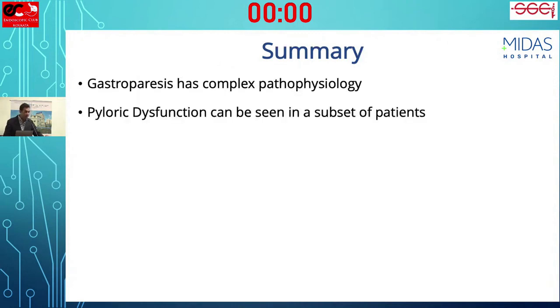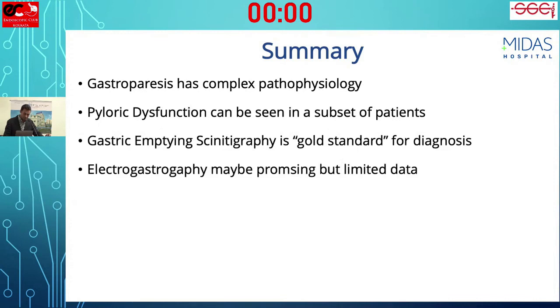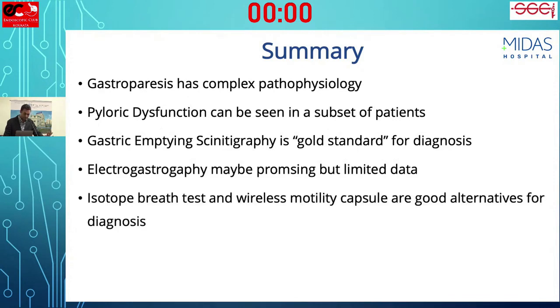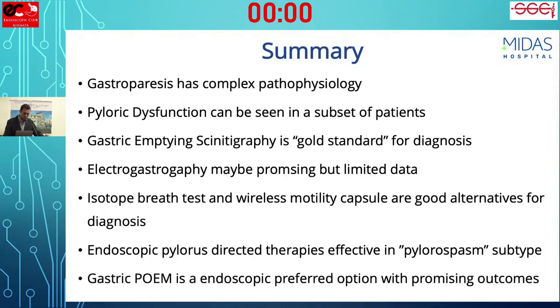Pyloric dysfunction can be seen in a subset of patients. Gastric emptying scintigraphy is the gold standard for diagnosis. Electrogastrography may be promising, but there's limited data. Isotope breath test and wireless motility capsules, not available in India, are good alternatives for diagnosis. Endoscopic pylorus-directed therapy is effective in the pylorospasm subtype, not in the others. And gastric POEM is an endoscopic preferred option with promising outcomes.